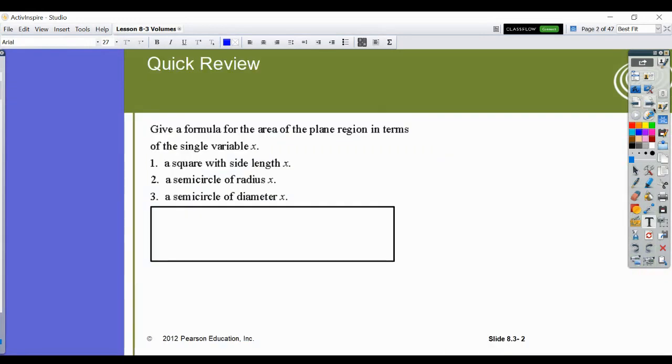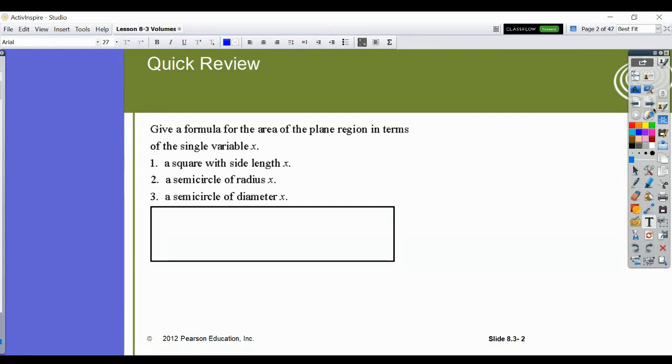So to start off with, I do have a warm-up for today. This is just a basic skill that you're going to need in order to be successful in this section. They're going to seem fairly simple, but give a formula for the area in terms of x. What would the area of a square be? That one should be done already.